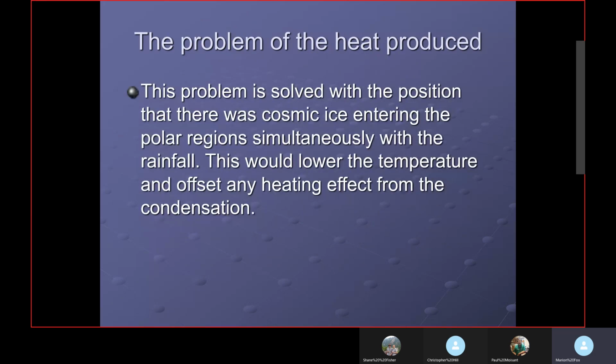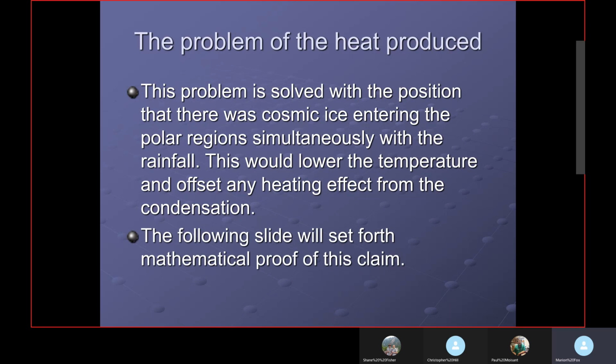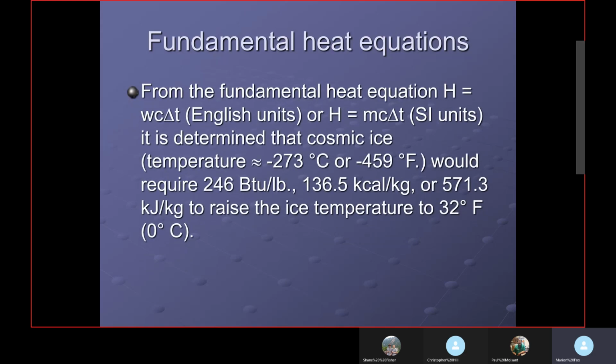The problem, however, we have too much heat. We're going to kill everybody, even the fish in the ocean. The problem is solved with the position that there was cosmic ice in the polar region simultaneously with the rainfall. This would lower the temperature and offset any heating effect from the condensation. That's my argument here. The following slide will set forth mathematical proof of my claim that this was the case.